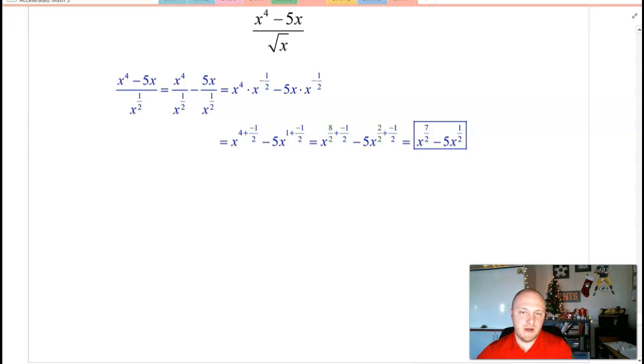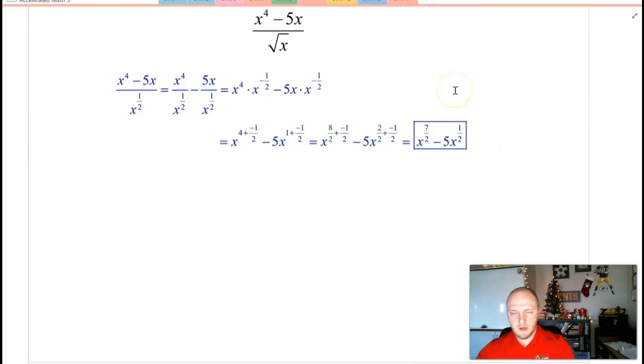We end up getting x to the power of 4 times x to the power of negative 1/2. So when you subtract, you get x to the power of 8/2 plus negative 1/2. So you end up with 7/2 as your exponent power. And then in the second term, here I have x to the power of 1. That might have caught you off guard. So when you have x to the power of 1 plus a negative 1/2, you're going to go ahead and subtract those. So you get x to the power of 2 over 2 plus a negative 1/2 gives you 5x to the power of 1/2.